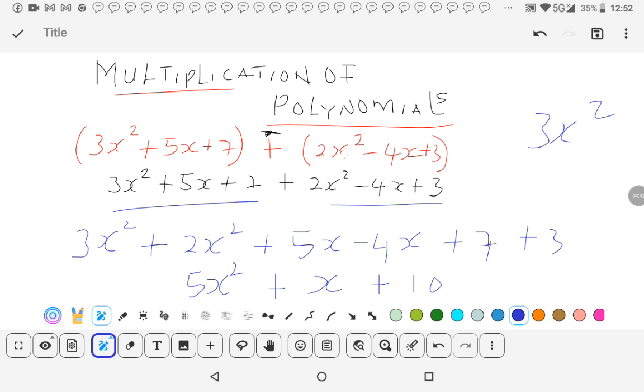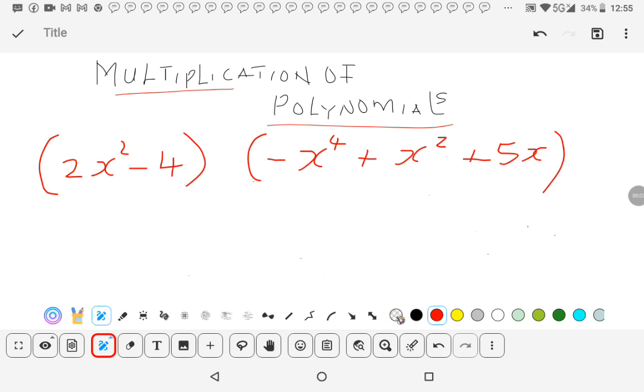At this moment, our focus will be on multiplication of polynomials. How do we multiply polynomials? That is the topic for the moment. How do we multiply and solve polynomials? Let's go to it.